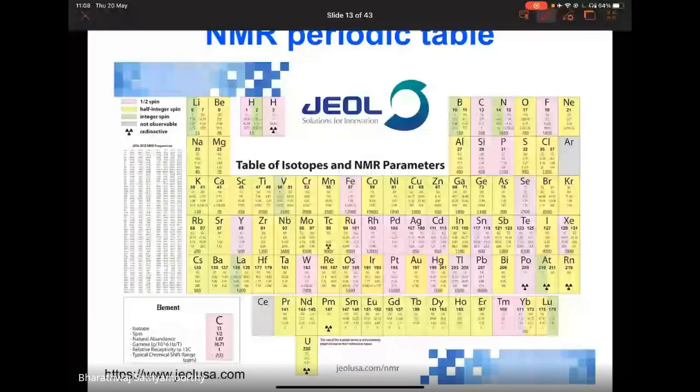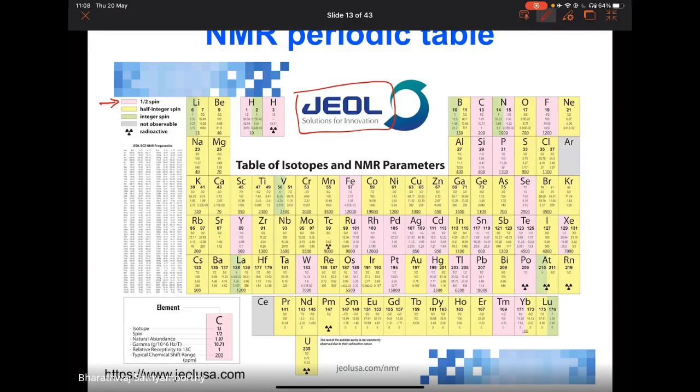Now, when you are looking at the periodic table, almost every element that is present has one or the other isotope that is NMR active. This is a periodic table that has been generated by JEOL. And what they are trying to show is that when you have a spin quantum number of half, which is the most favorable spin quantum number that NMR spectroscopists like to see, that's shaded in pink. As you're able to see, you have a lot of pink, meaning that you'll be able to observe it at a very good sensitivity and a very good resolution.